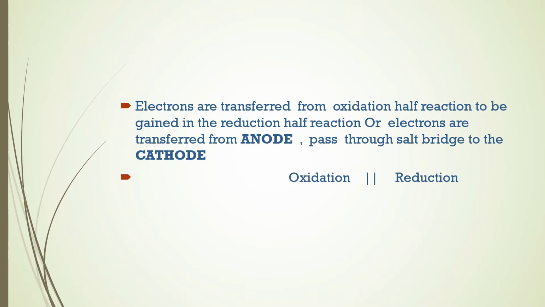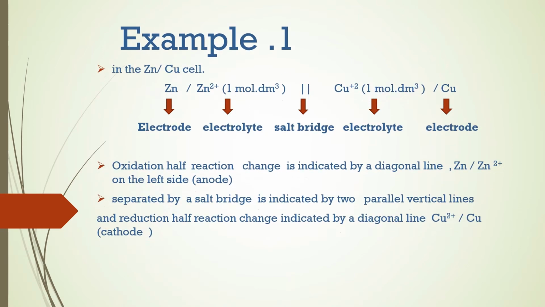Oxidation is written on the left, then separated by the salt bridge, then on the right you have reduction. For example, in the zinc copper cell, the zinc electrode is oxidized into zinc 2 plus electrolyte, then separated by the salt bridge, then the copper ions electrolyte are reduced into the copper electrode. The oxidation half reaction change is indicated by a diagonal line.